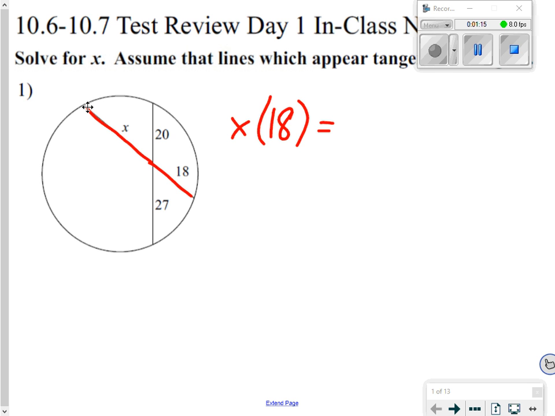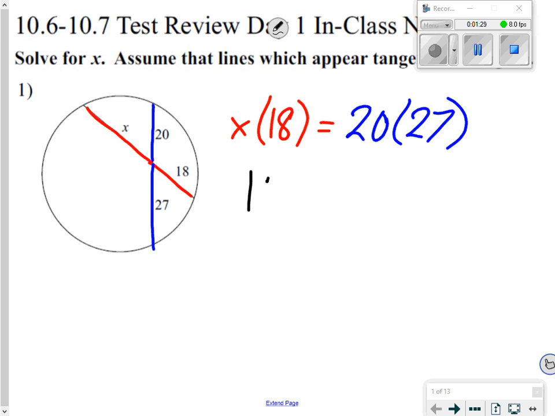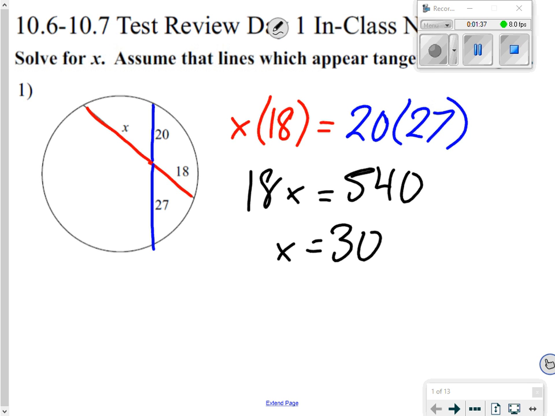The product of the parts of chord 1 should equal the product of the parts of chord 2. So that would be 20 times 27. Okay, now from there, we have 18x equals 540. Divide by 18, and we get x equals 30.